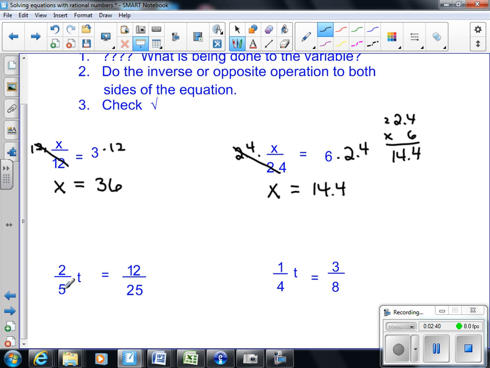Right now, let's take a look at some that deal with fractions. This one is 2/5 times t equals 12/25. Now the first question is, what's being done to my variable? I am multiplying t by 2/5, and sometimes you may see parentheses around it like this, or around the t, and that means that there's multiplication going on. Okay, so step 2 is, what's the inverse or opposite of multiplying by 2/5? We're dividing both sides by 2/5.